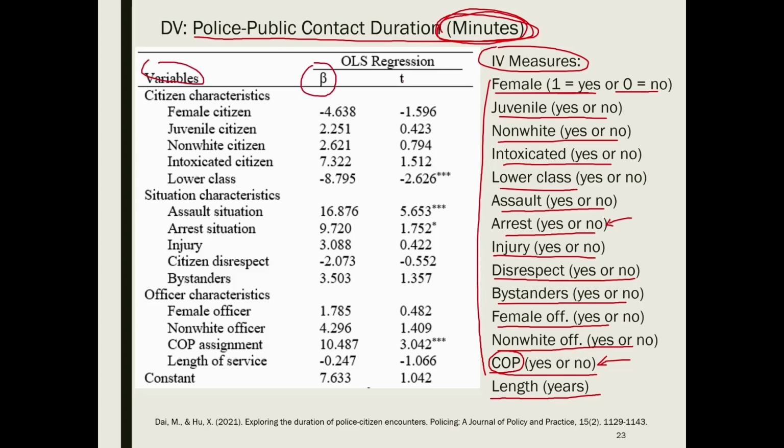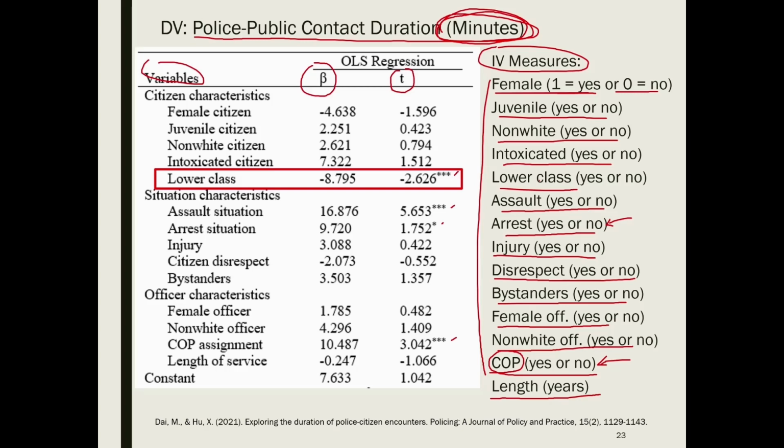This is a beta and this is a t-value. It doesn't matter. The only thing we're focusing on is the little star. If there are little stars, that means this variable is a significant variable. If not, then it means this variable is not a significant variable. Let's interpret some of the variables here. For example, we're focusing on the significant independent variables.